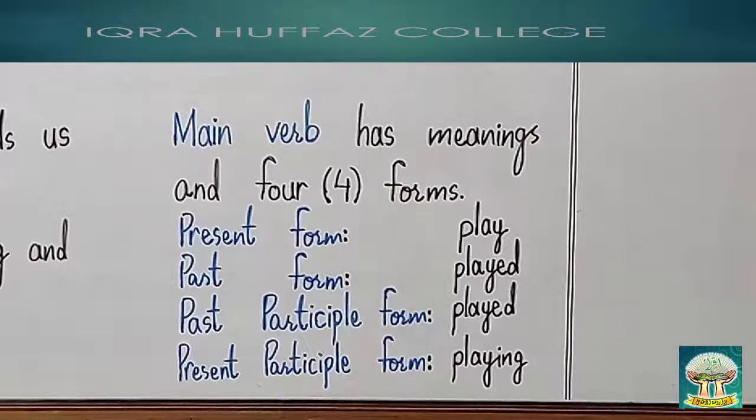Yes, here you are. I have used the verb play in all the four forms here. Play itself is present form, which means first form. The past form or the second form of play is played. Third form or past participle form is played. And fourth form or present participle form is playing. So you know now every main verb has meanings and four forms: present form, past form, past participle form, and present participle form.